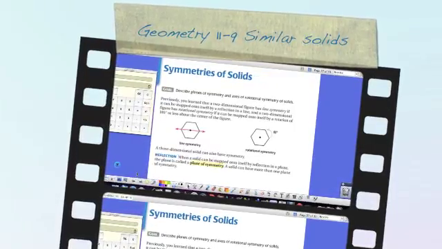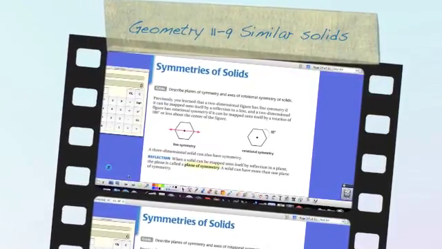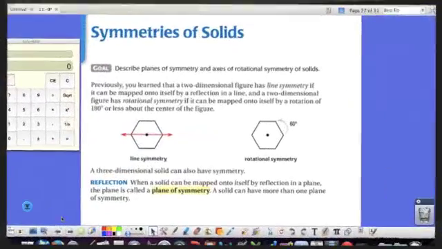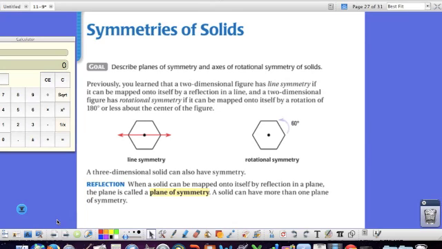Started on the lesson, you'll notice that this chapter has a lot of little extension lessons that we just put in to make them fit. So we're also going to talk today about symmetries of solids. We're going to describe planes of symmetry and axes of rotational symmetry of solids.